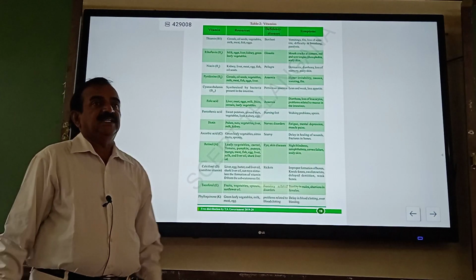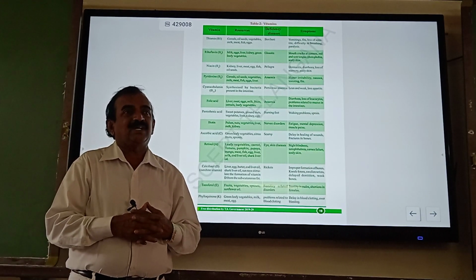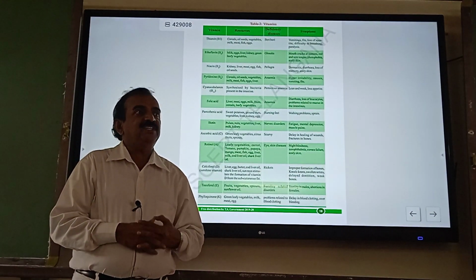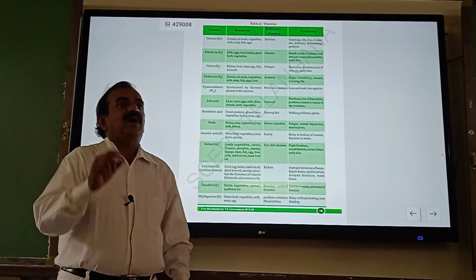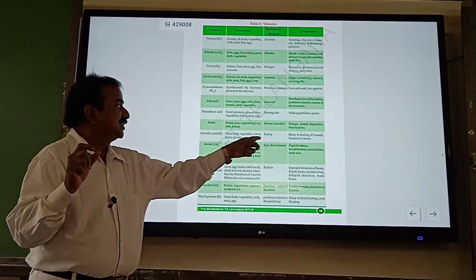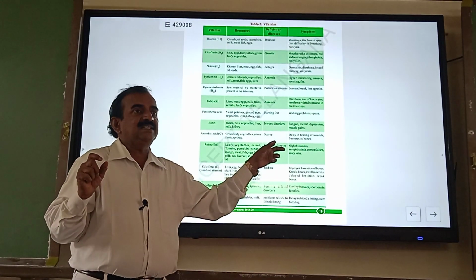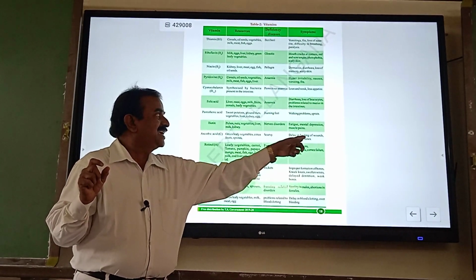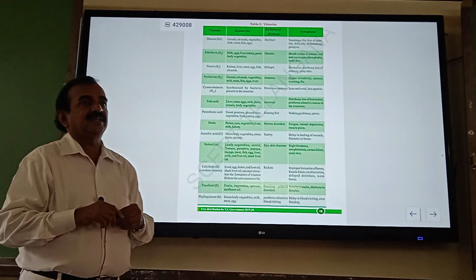And ascorbic acid is also called vitamin C, which is present in what? Citrus fruits, lemon, citrus fruit. And what disease does it cause? The disease is scurvy, with delay in healing of wounds and fractured bones.